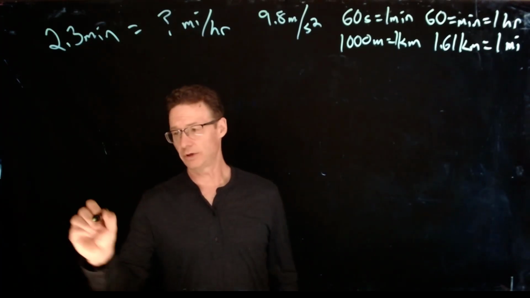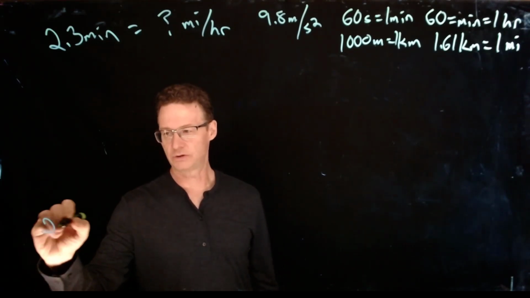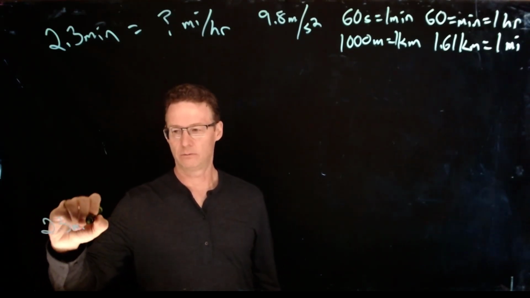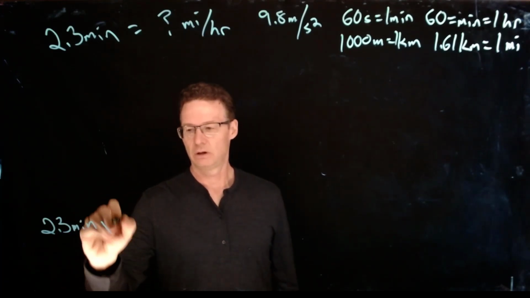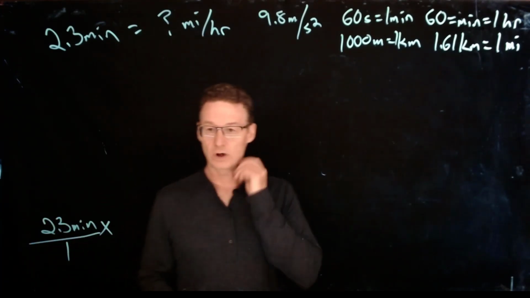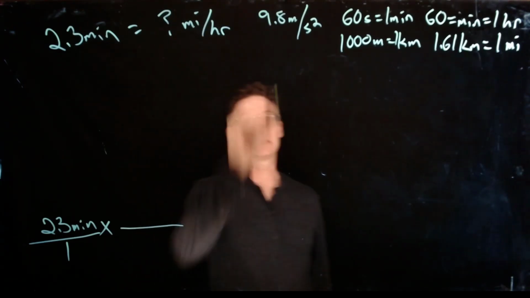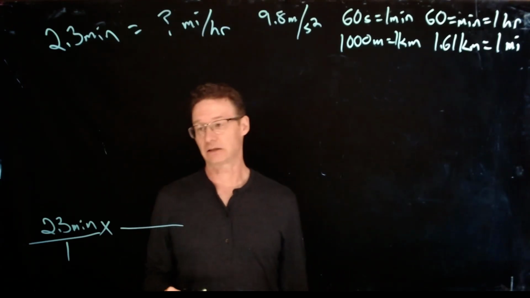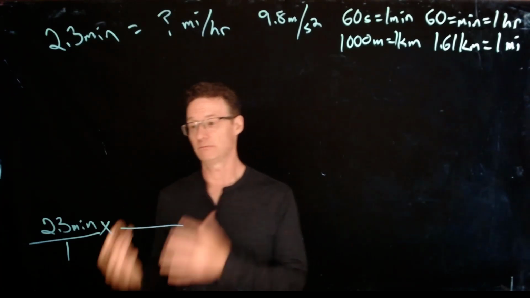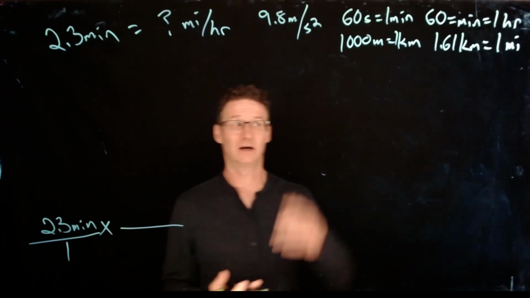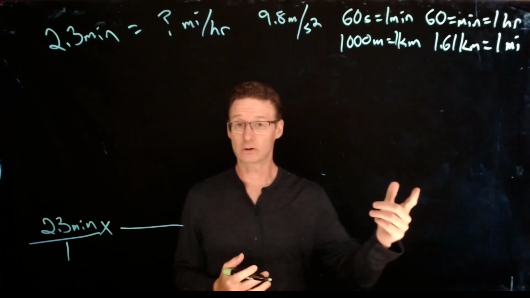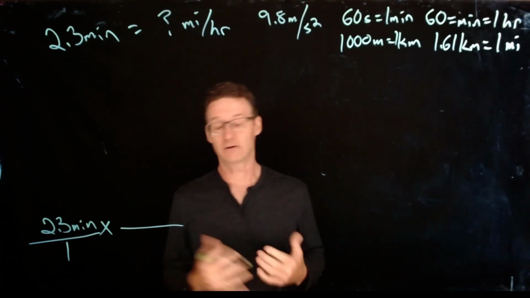So we're starting with the time, which is 2.3 minutes. And again, if you want to put that over 1 to keep track of your numerator and denominator. Now, my acceleration is in seconds, so I know I'm going to need to convert minutes to seconds. I'm later going to need to convert it to hours, but I have all these units for time in there.